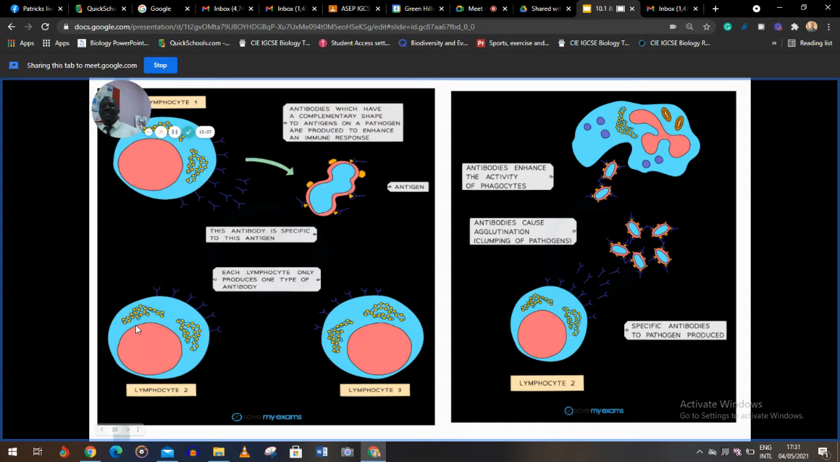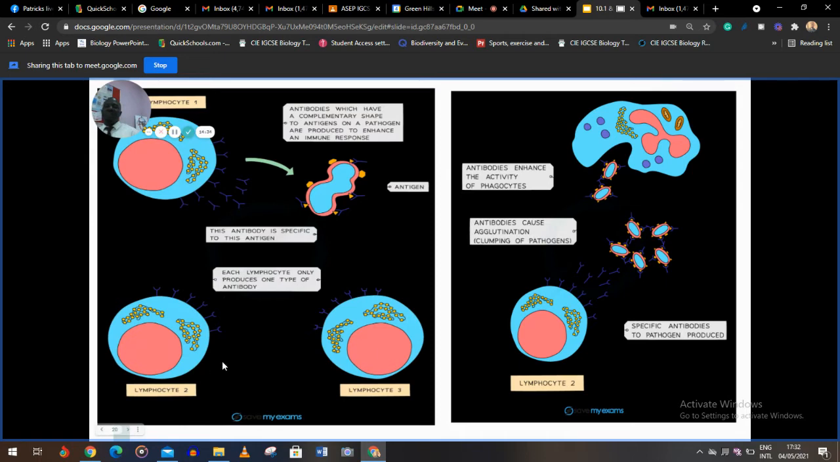When you look at this, we are looking at how B lymphocytes have stem cells that produce particular antibodies, which have a complementary shape to antigens on a pathogen and are produced to enhance the immune response. So as this comes, antibodies are produced which will attack its functional sites and stop this antigen from functioning. So the antibody is specific to its antigen. Each lymphocyte only produces one type of antibody.